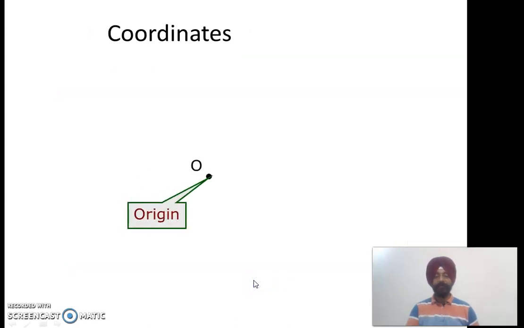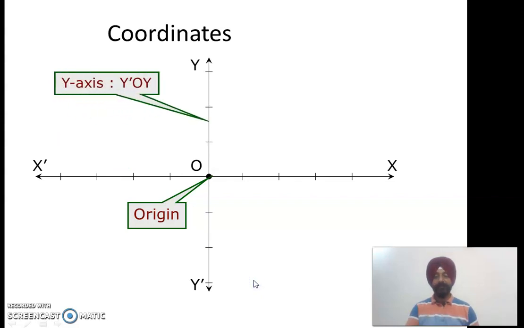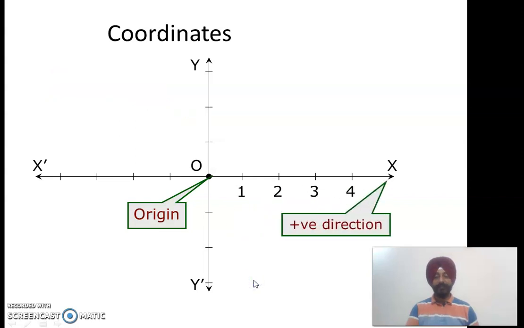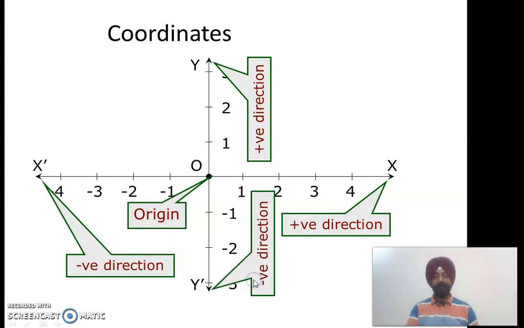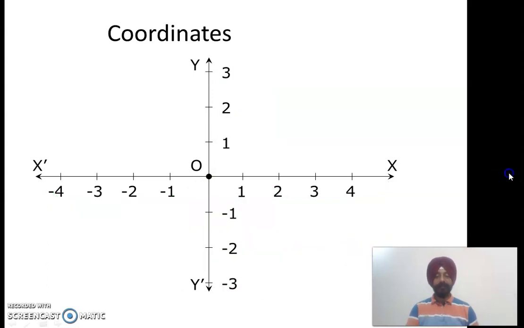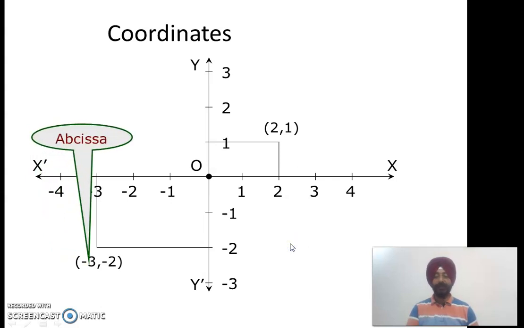Here, this is known as the origin, this is the x-axis, this one is the y-axis, and this is Y, O, Y dash. Similarly, this side x is positive, this side x is negative, this side y is positive, and this side y is negative. If I have a point, it is 2 on the x side and 1 on the y side. Similarly, this point is minus 3 on the x-axis and minus 2 on the y-axis. Minus 3 is known as the abscissa and minus 2 is known as the ordinate.